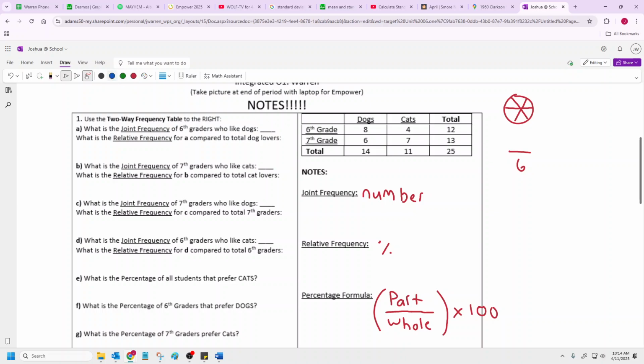Let's say Mr. Warren was feeling a little extra hungry that day, and he went through and had 3 slices. He had 3 slices right there. 3 out of 6. That is what we mean by part divided by a whole. The total number of pizza slices we started with was 6. Mr. Warren ate 3 of those pieces right there.